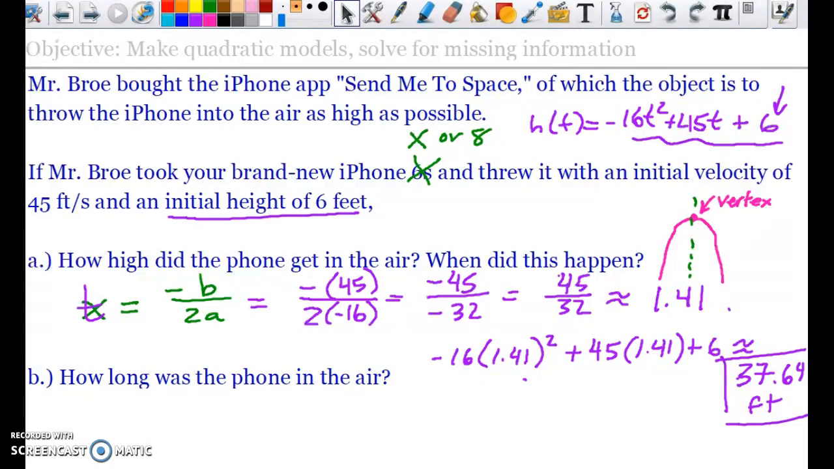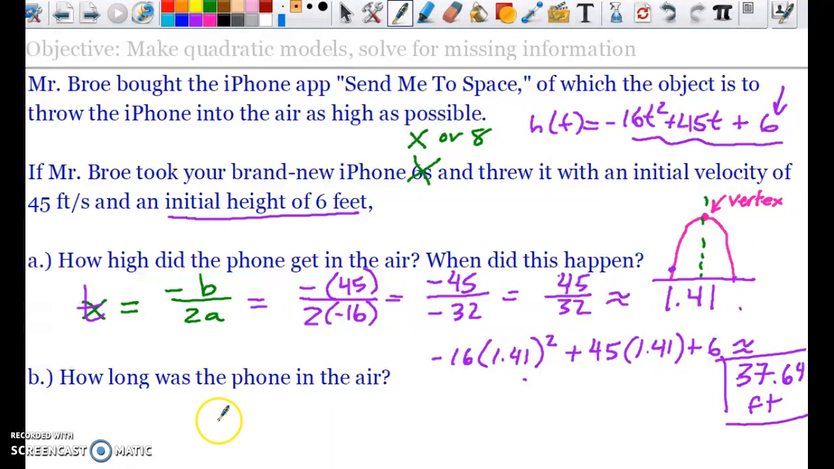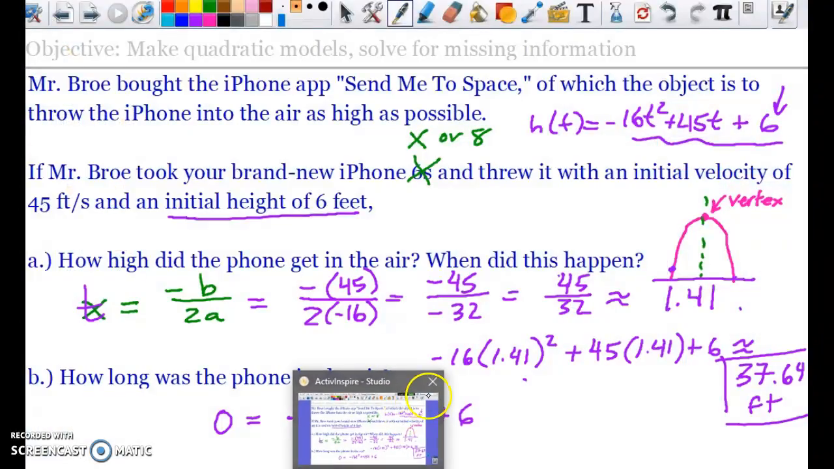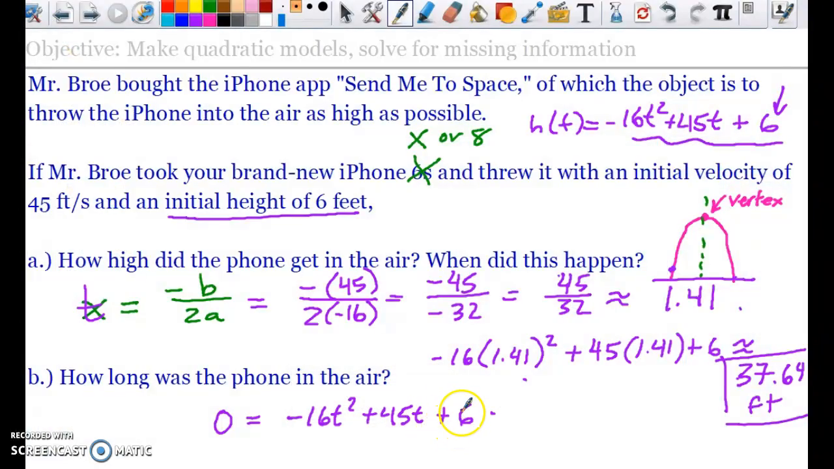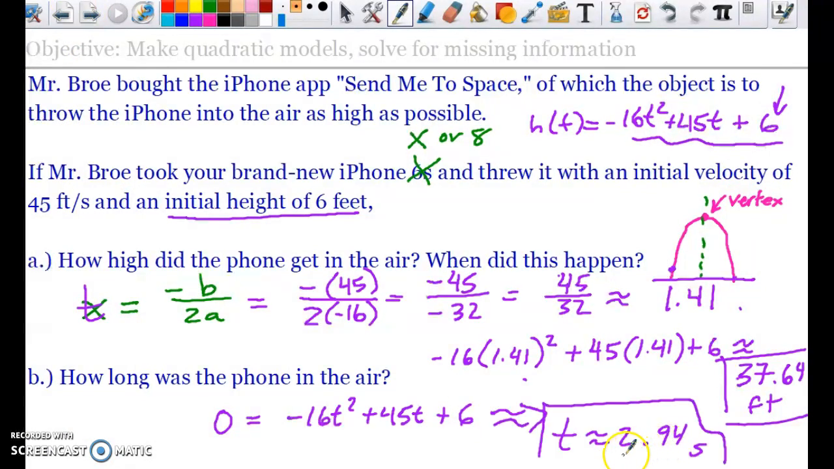How long was the iPhone in the air? Well, this would require me to figure out when the iPhone hit the ground again. Now, if I start at an initial height of 6, it hits the ground when I find an x-intercept. So I need to set that equation from before, negative 16t squared plus 45t plus 6, equal to 0, and solve for t. And again, we could do that off screen. It would take a little while. You could use the quadratic formula, and that's how we can get it. And I'll do that quickly. After using the quadratic formula, I find out the time is about 2.94 seconds before that iPhone will hit the ground again.